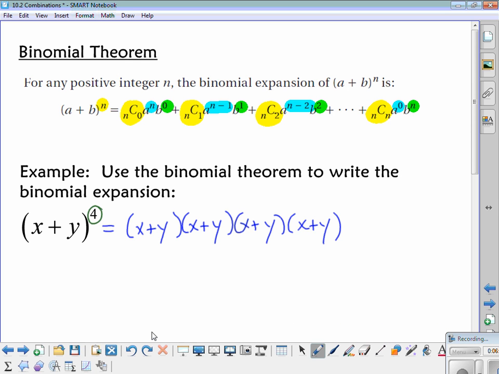So my first one, my power is 4, right? So first I'm going to have 4 choose 0. And then my next one, I'll have 4 choose 1. Then I'll have 4 choose 2. Then I'll have 4 choose 3. And finally I'll have 4 choose 4.